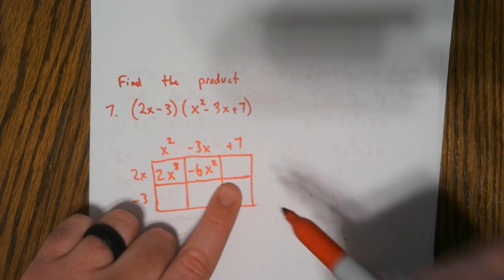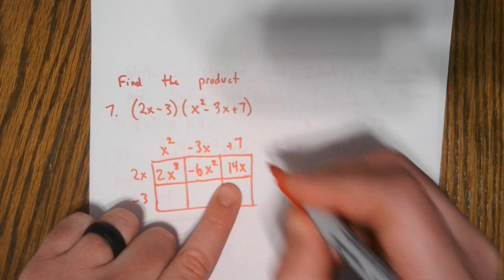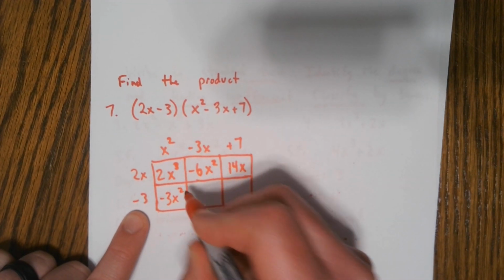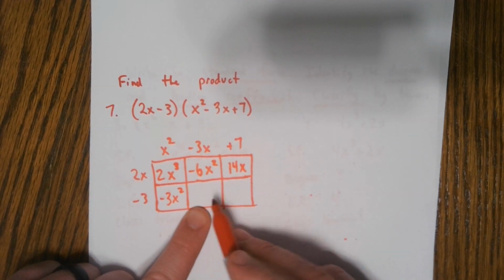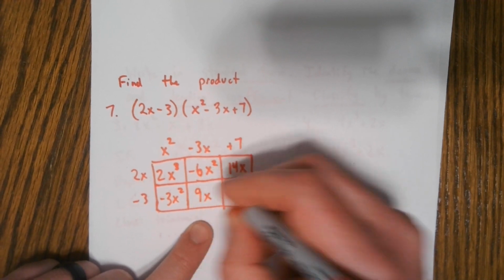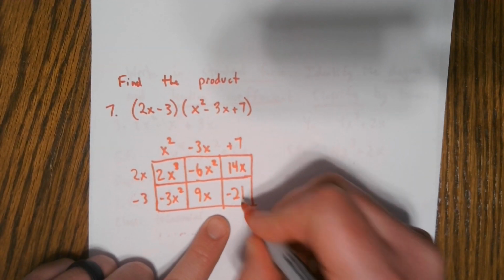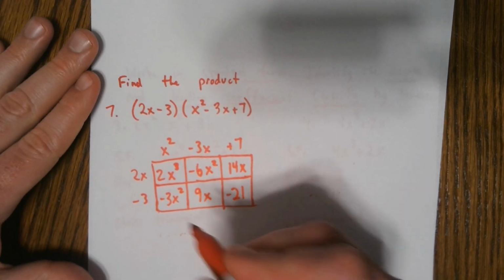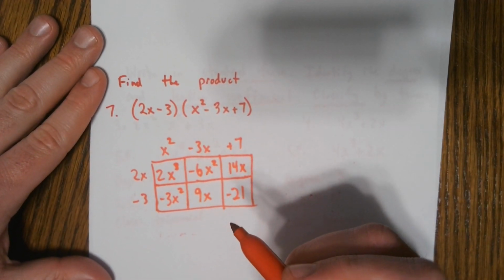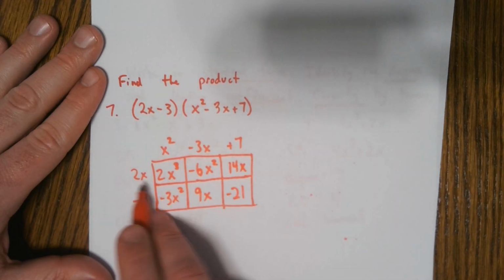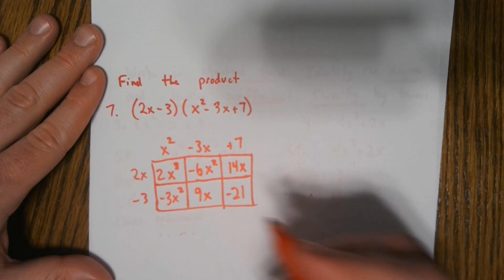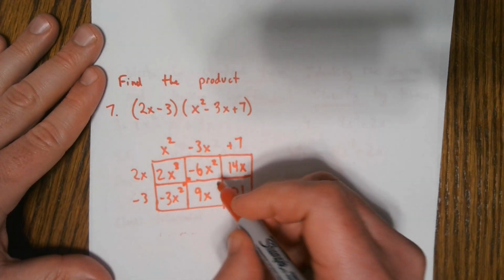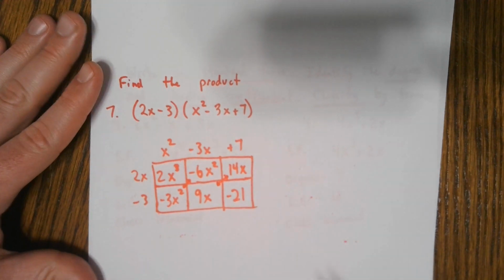This final box over here, I have 14x. Down here, I'm going to have negative 3x squared. Right here, I'm going to have 9x. And finally, negative 21. From here, all that you have to do is combine any like terms that you have and then list your answer out. So I'm basically writing all these terms out, but combining any like terms that I have. And it turns out these two right here are like terms, as well as these two right here.